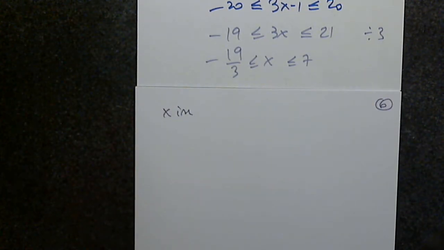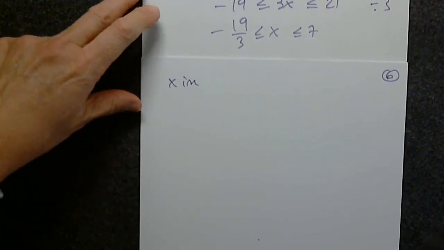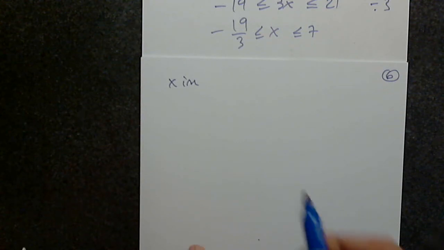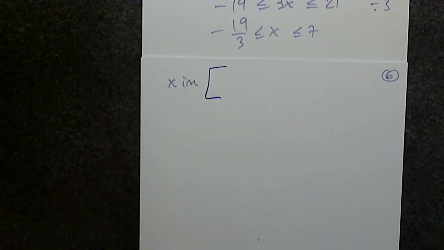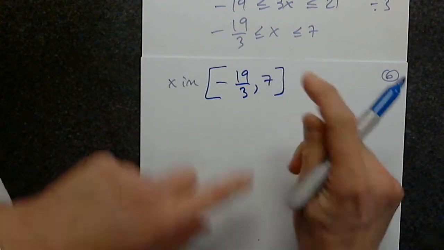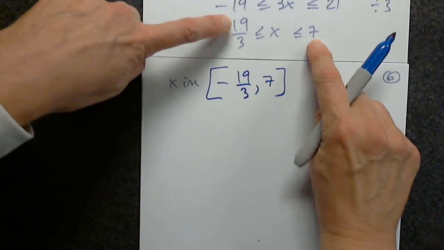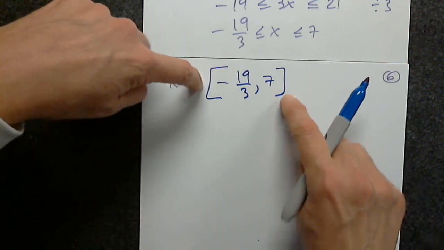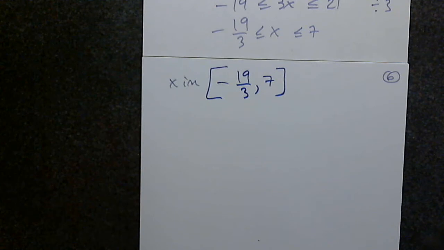X is found in the following interval. What interval? Can anyone tell us? Maybe a bracket. Negative 19 over 3, 7. That's what it says. Greater than this, but less than that. In between. Is that a bracket? The equal symbol. When the equal symbol is there, we put the bracket. Is that okay? Okay.